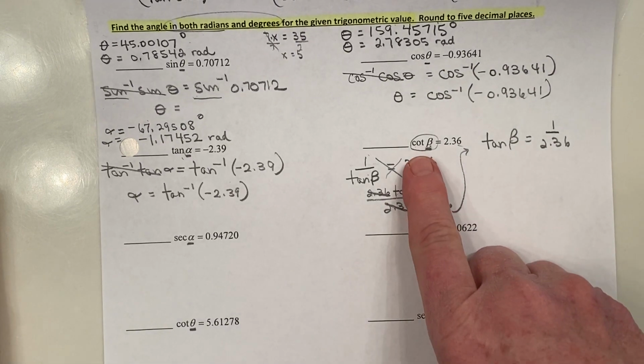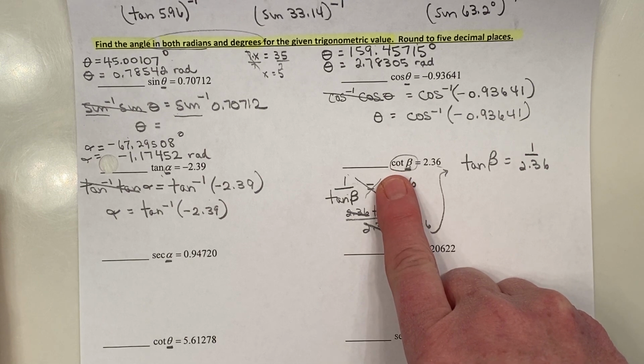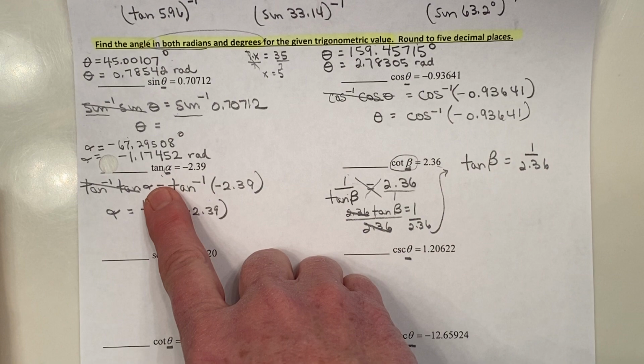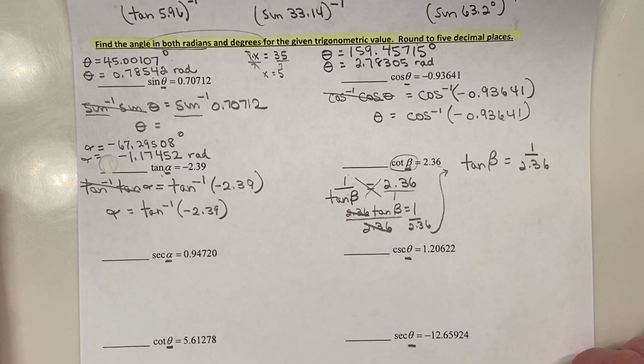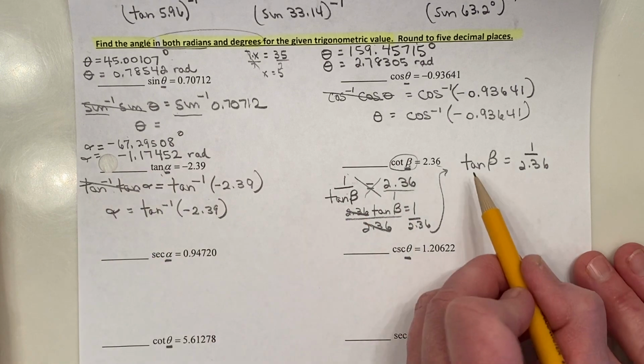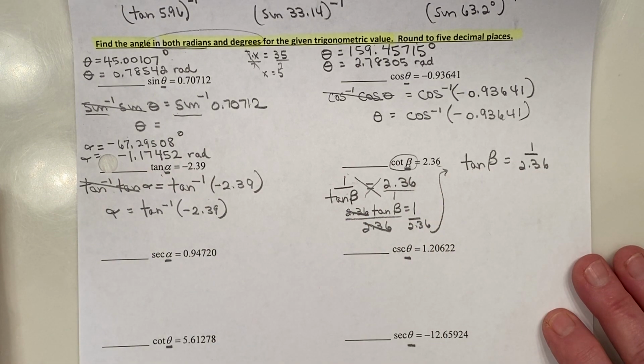So notice that I accomplished getting rid of the cotangent issue since I don't have that second cotangent key. But now I'm back to a tangent problem, which I know how to handle here. So at this point, we would just continue the way we did over in the previous problems, bring in arc tangent, go to the calculator and find our answers.